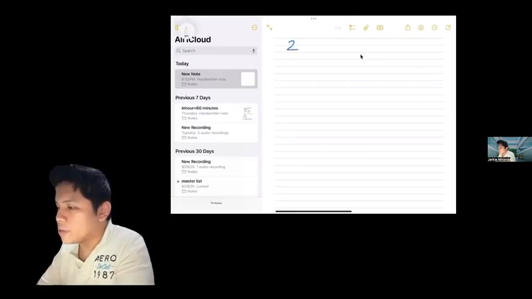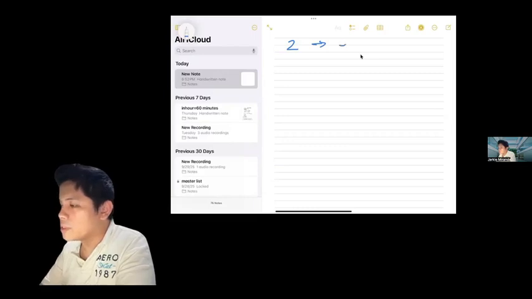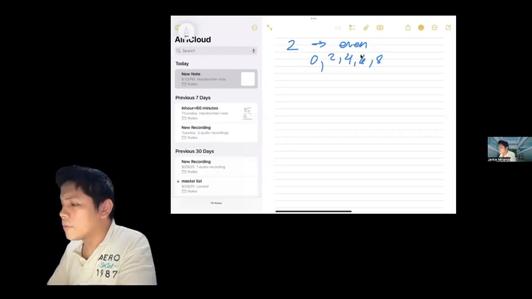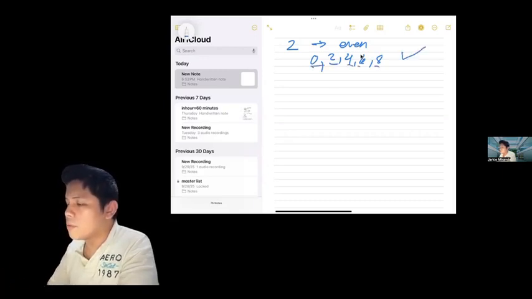First, the divisibility of 2. You will know that a number is divisible by 2 if it is an even number. That means 0, 2, 4, 6, 8. If a number ends with an even number, then it is divisible by 2. Say for instance, 1024, is it divisible by 2? Yes, because the ending number is an even number. Therefore, it is divisible by 2.